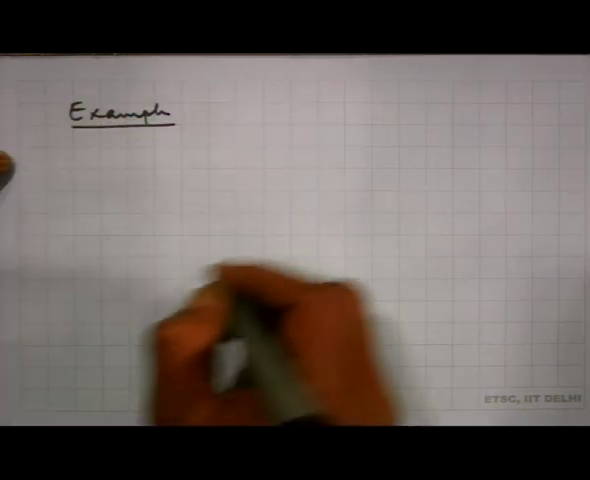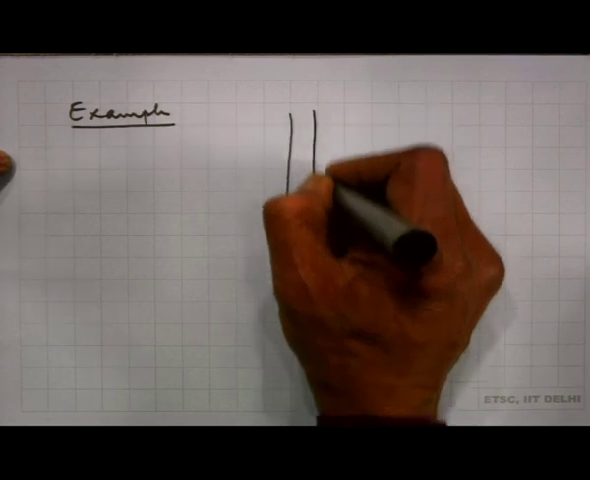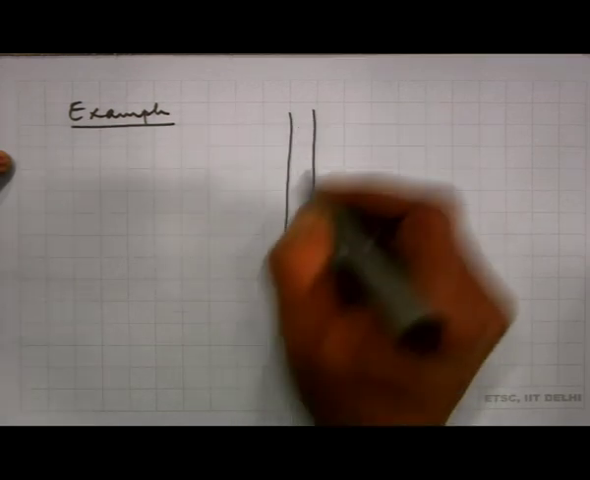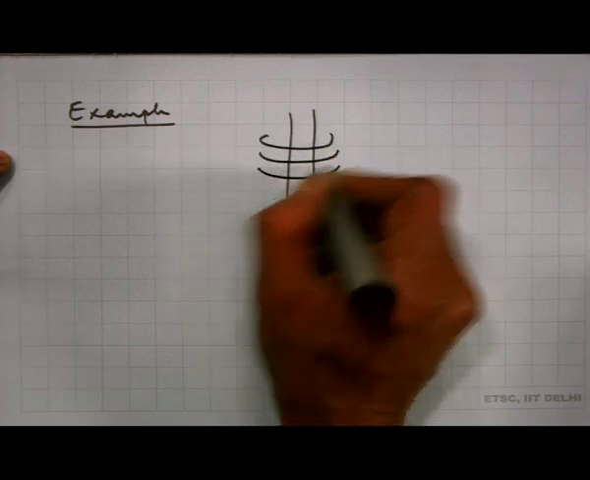is the following. I have a dielectric cylinder here, and I am passing current in a solenoid. So, this is the wires of the solenoid.